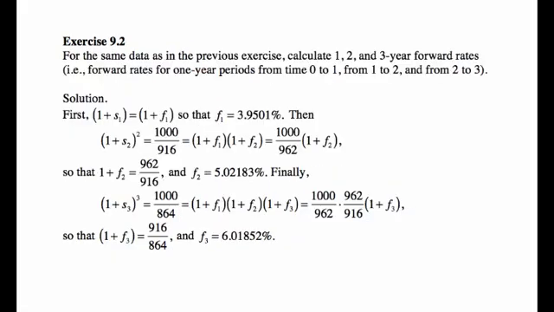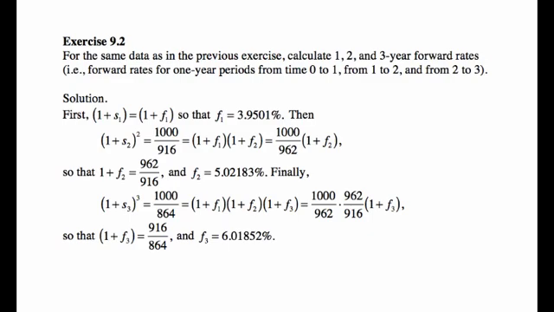Okay, so now we use the same data. I was supposed to calculate 1, 2, and 3-year forward rates. So the forward rate for 1-year periods from time 0 to 1, 1 to 2, and 2 to 3. For 1-year annual rates, the first spot rate is always equal to the first forward rate. So the first forward rate is 3.9501% approximately.